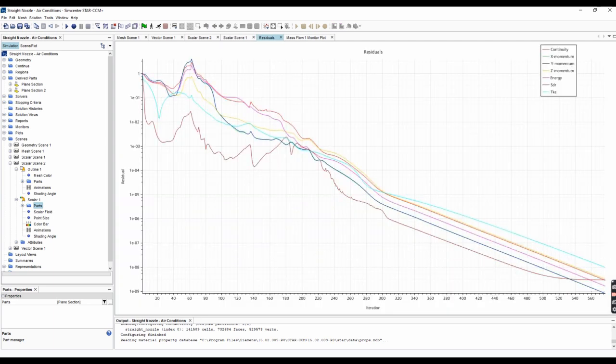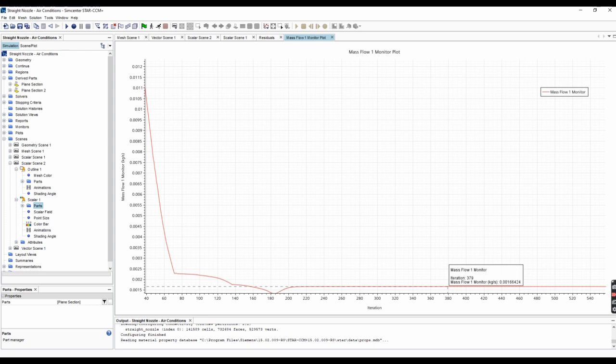All residuals in this model drop below 10 to the minus 8. This model is fully solved and fully converged. In this model, there is a mass flow rate of 1.6 grams of air per second. This value is 20% lower than the calculated value.